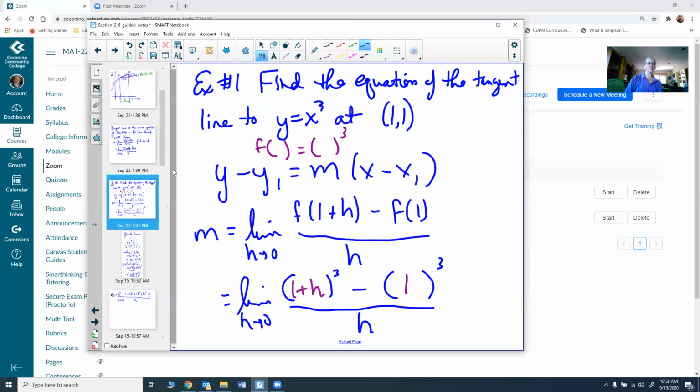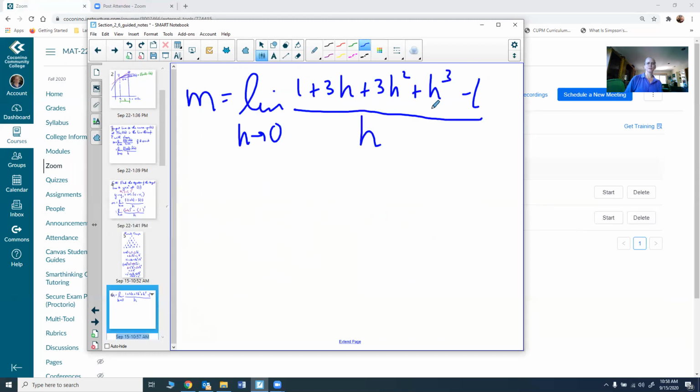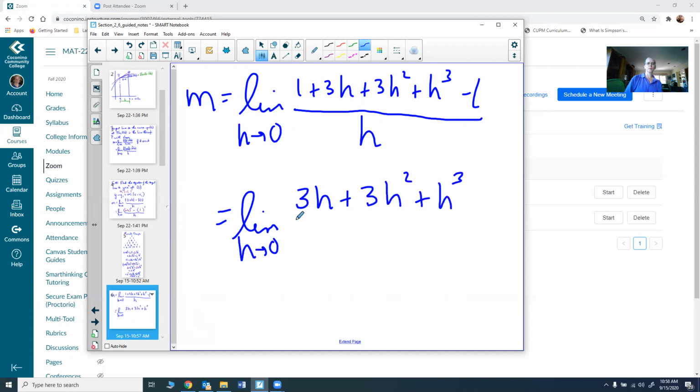So remember, that's what we had. We had 1 plus h cubed minus 1 cubed. So this part here is the 1 plus h cubed, then minus the 1 cubed. Now just collect like terms. We still have this limit because we haven't done it yet. We have 3h plus 3h squared plus h cubed. Notice the 1's canceled.